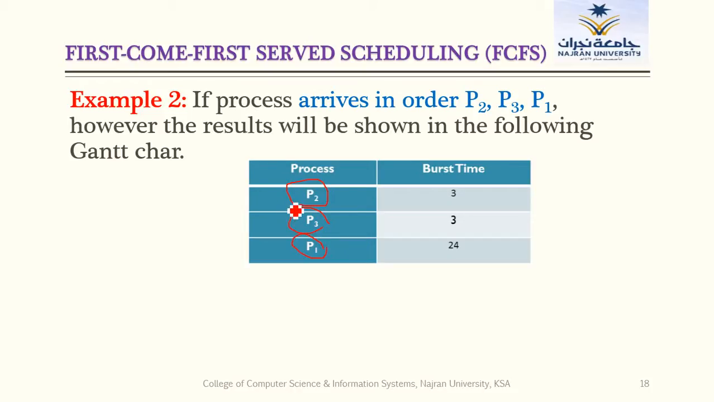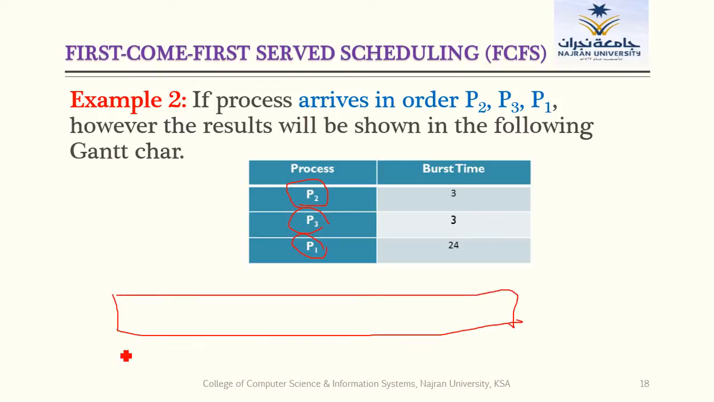Okay, so what we will do? We will start making the Gantt chart. We will always start from 0. So which process we will start now in this case? That is P2. P2 we will start. It will run for 3 milliseconds, and now this process is complete.